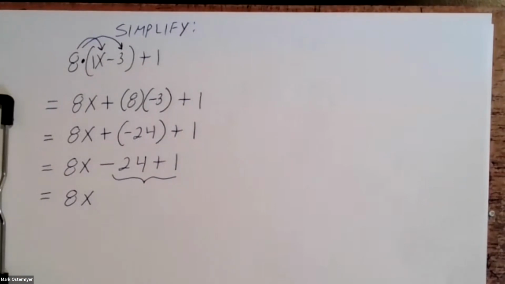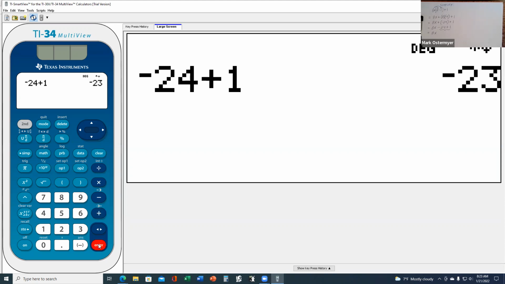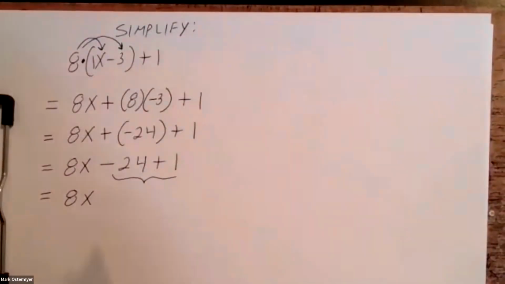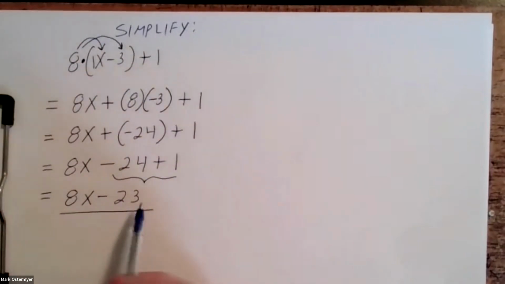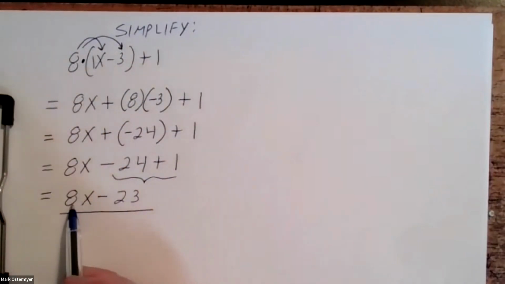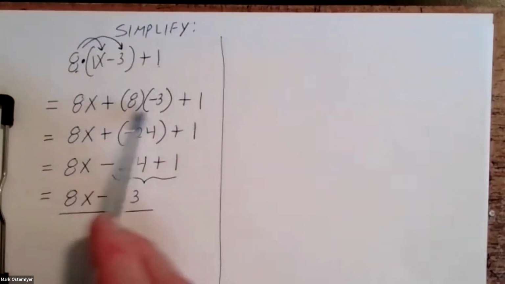Well, again, you can go back to your calculator and dial that up. So what is -24 plus 1? It gives you -23. Okay, so -24 plus 1 is -23, and this would be your answer. Notice you cannot subtract 23 from 8 because these are not like terms. This is the simplification of that expression. To help us simplify this, we had to use the distributive property.